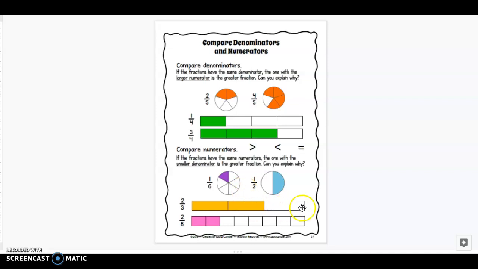Let's look at 2/3 and 2/8. In 2/3 you have 3 equal pieces, in 2/8 you have 8 equal pieces. When you have 2 of 3 equal pieces, you have more than when you only have 2 of 8 equal pieces because the pieces are smaller. Therefore, 2/3 is greater than 2/8.